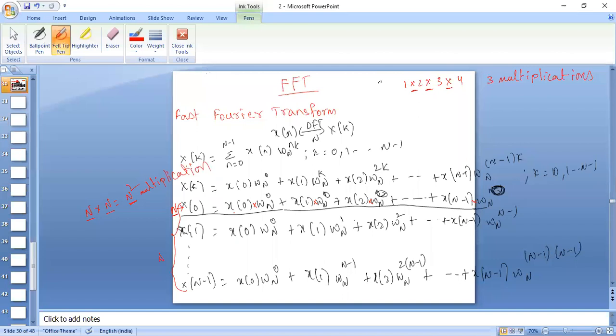Right? So now let us try to find out the number of adders. Okay, if we want to add 4 numbers, how many adders are required? Very good. 3 adders or 3 additions are required.